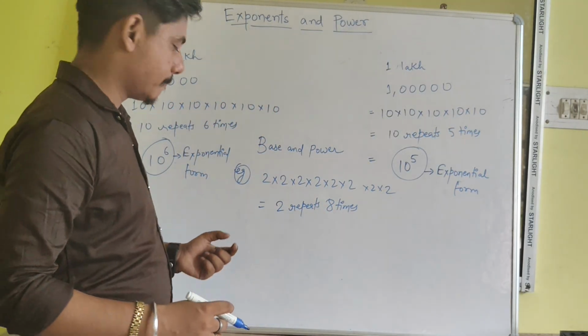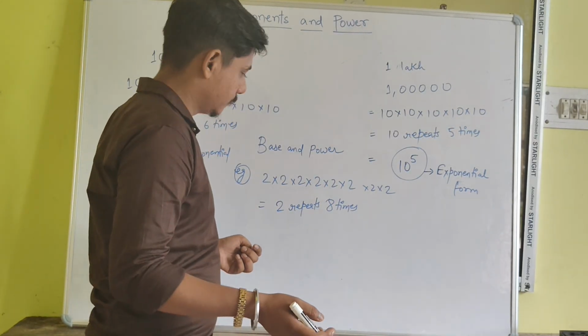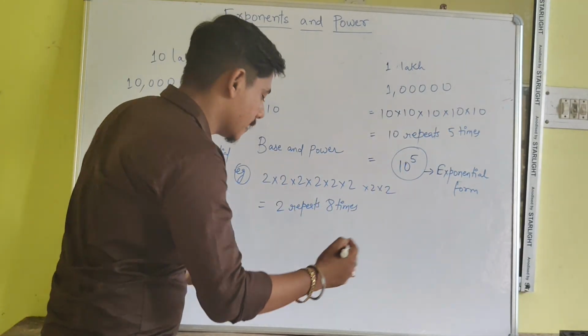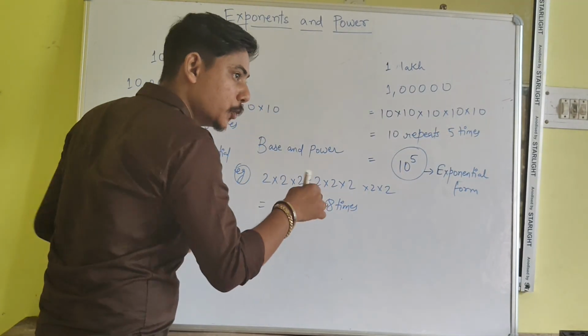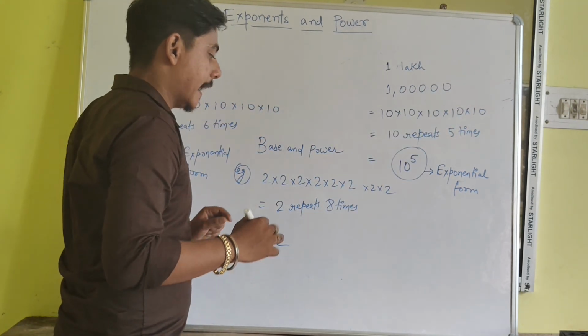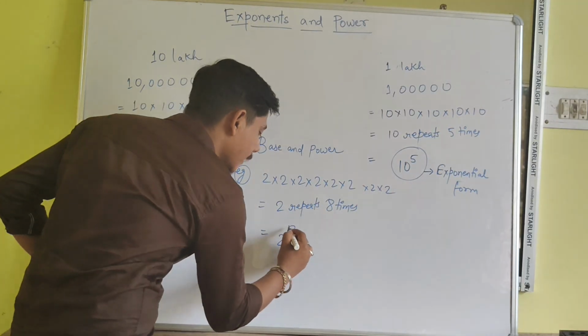So how can we write it in the simplest way using exponential form? We have learned it earlier. What is the repeated number? The repeated number is 2. 2 repeats many times. And how many times is it multiplied by itself? 8 times. That is 2 to the power 8.